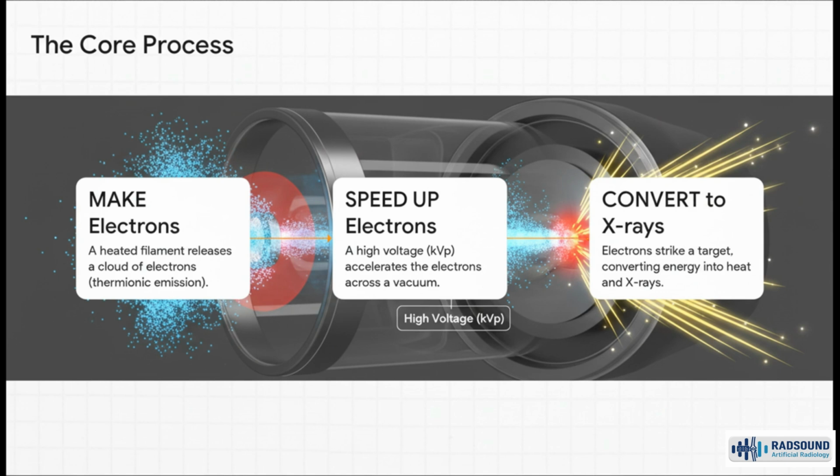First, we make some electrons. Then we speed those electrons up, like really fast. And finally, we slam them into a target to convert them into X-rays. That's the whole magic trick. Let's break down each of those steps.